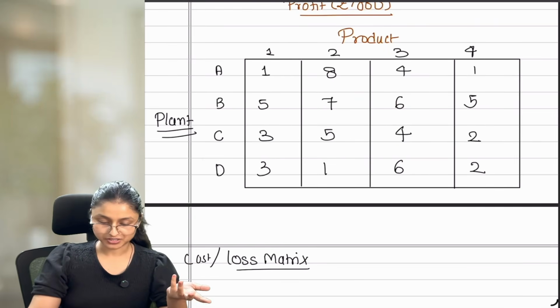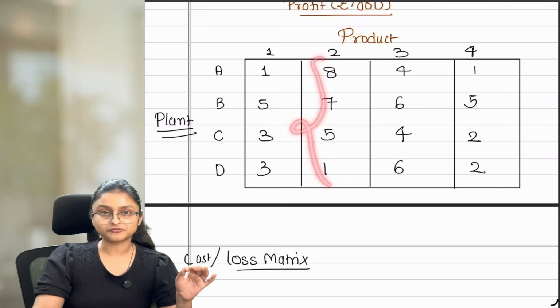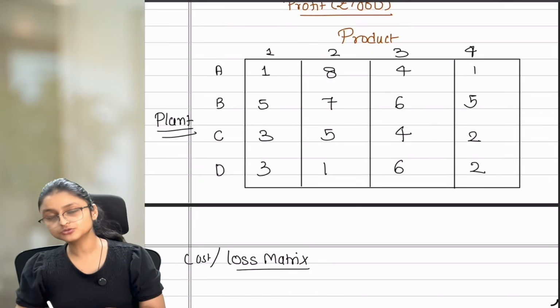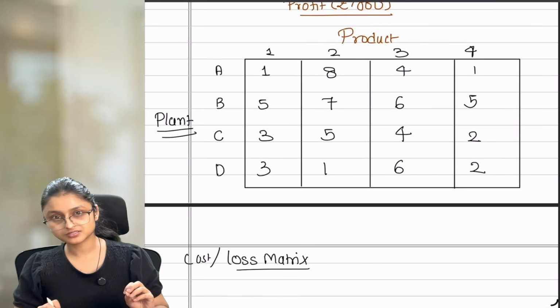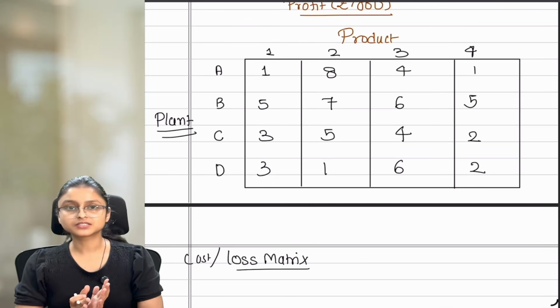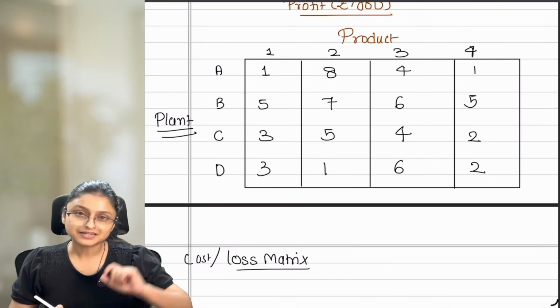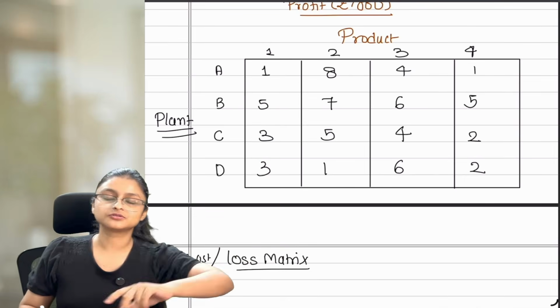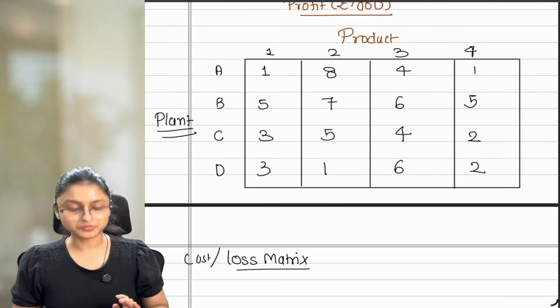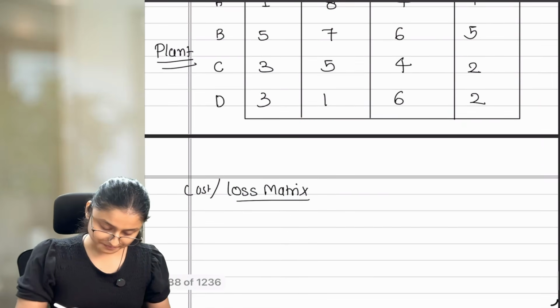Think about it. From the highest value of the profit matrix, we are reducing all the values so that we can get a loss matrix. And in this loss matrix, if I choose the lowest value, that in reality is the highest value in my profit matrix. And that is what we want. So let's do that.